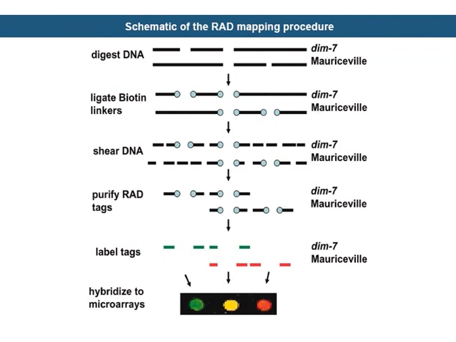The DNA is sheared and the RAD tags are purified using streptavidin beads. The purified tags from each strain are differentially labeled with Cy3 or Cy5 and then hybridized to a microarray. Shared restriction sites generate yellow spots, whereas strain-specific restriction sites generate red or green spots.